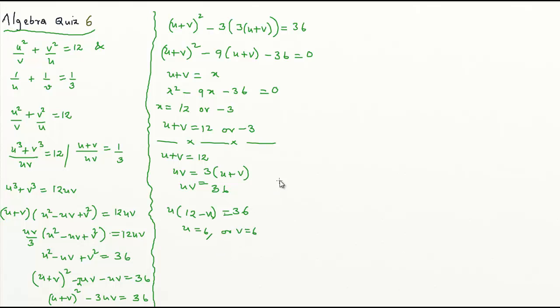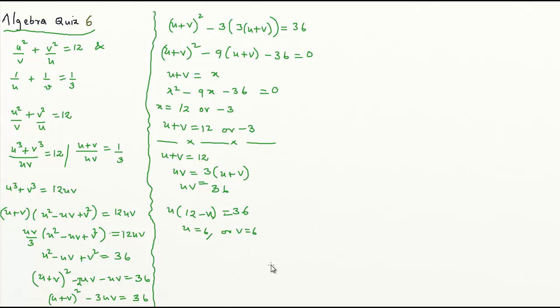Okay, so I get one solution to this intersection, 6 and 6, as one of the solutions which I mentioned right at the beginning. I've used only u plus v is equal to 12. I need to use now u plus v is equal to minus 3 and go about doing the same thing now to find out the two other solutions.